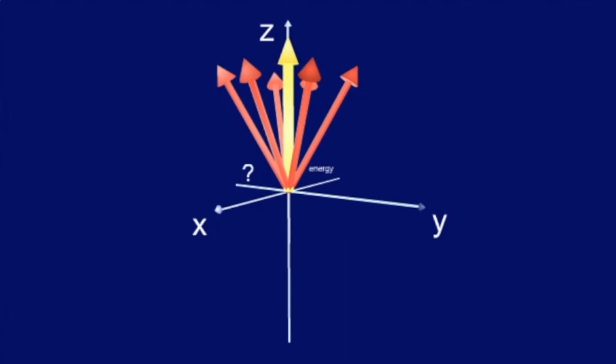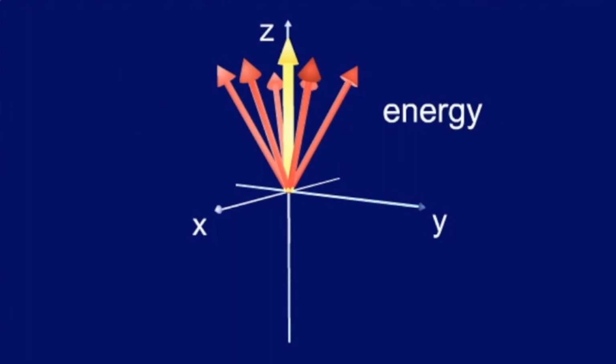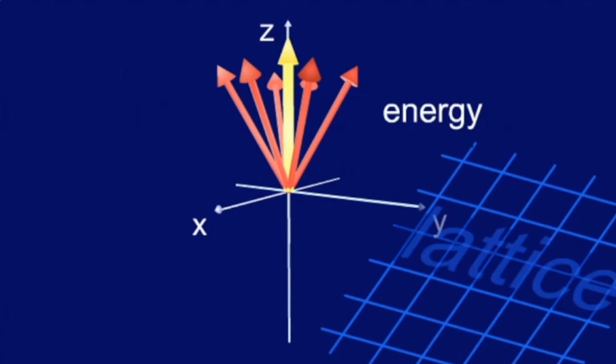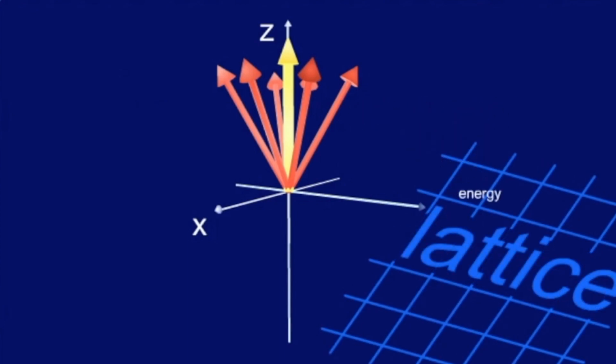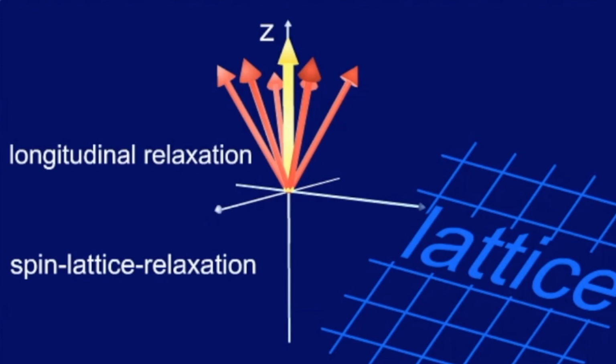What happens to the energy which they'd picked up from the RF pulse? The energy is just handed over to their surroundings, the so-called lattice. And this is why this process is not only called longitudinal relaxation, but also spin lattice relaxation.